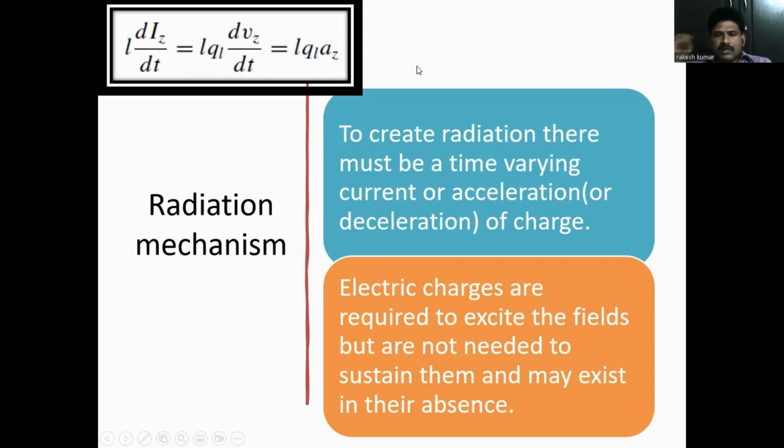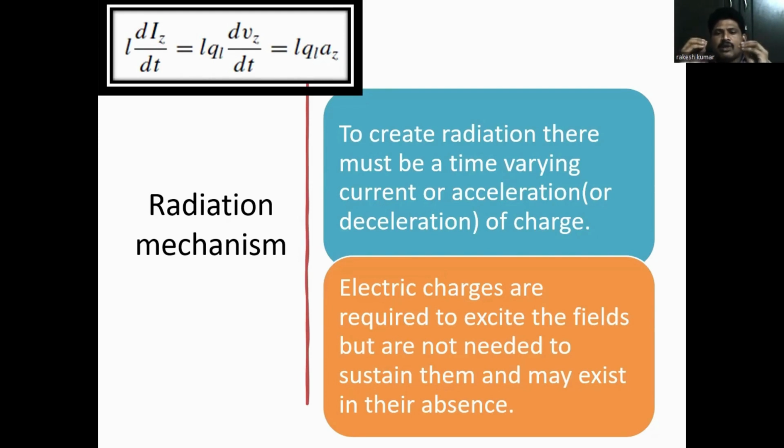Either means whatever the charges that are moving, they should not move with uniform velocity. They should move with acceleration, either increasing or decreasing, in this fashion. If the charge is moving in this fashion, automatically there is a chance for radiation. Or what is the other chance for radiation? Compulsorily there must be time varying currents. So this is the fundamental equation.